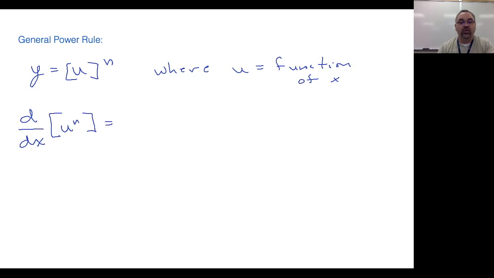Well, notice I know u is a function of x. I just don't know what the function is, and there's a mismatch here. It looks like just u to the nth power, and u to the n minus 1. But there's a variable mismatch. This is dx. This is a function u. That's how I know I'm not done. I have to multiply this by the derivative of u with respect to x. That's what's called the general power rule. If you look in your book, I think you'll find it's written like this.